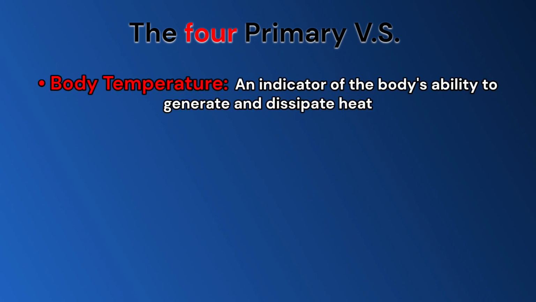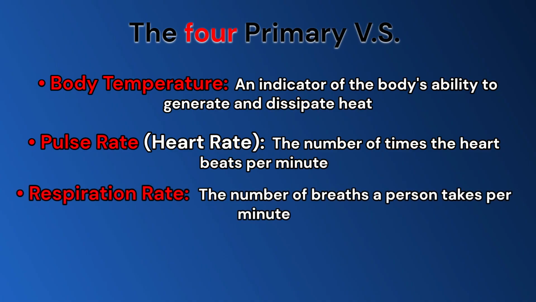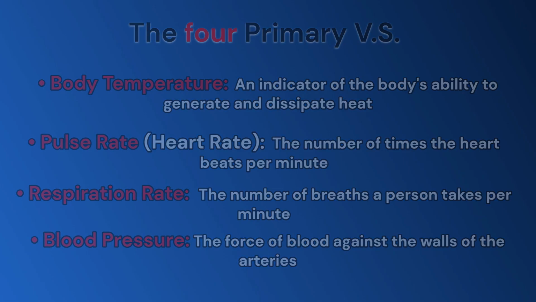The four primary vital signs are body temperature, an indicator of the body's ability to generate and dissipate heat. Pulse rate or heart rate, the number of times the heart beats per minute. Respiration rate, the number of breaths a person takes per minute. Blood pressure, the force of blood against the walls of the arteries.